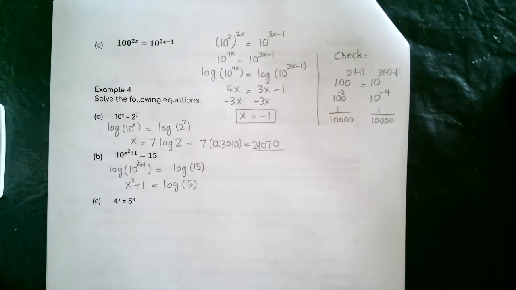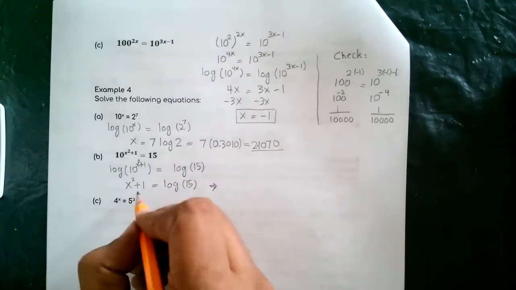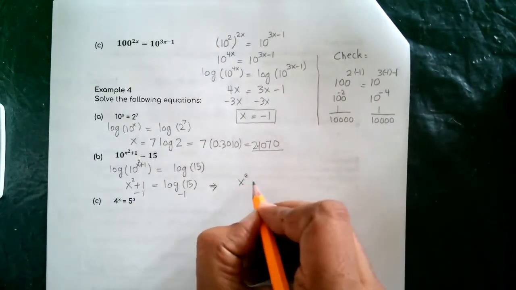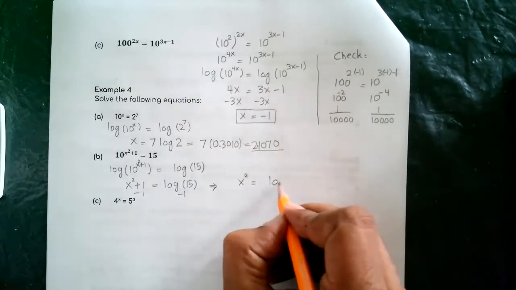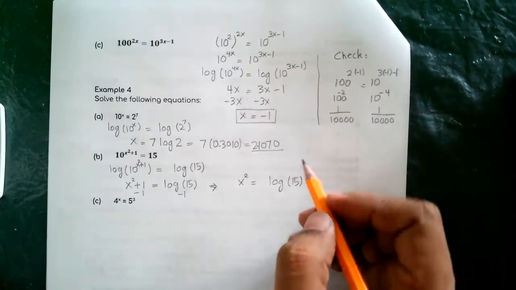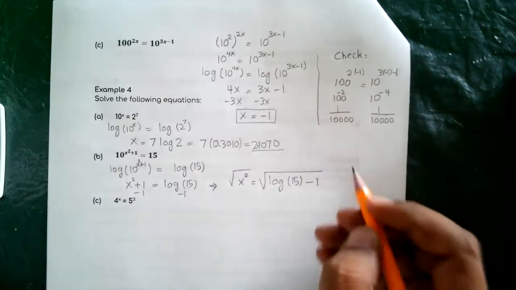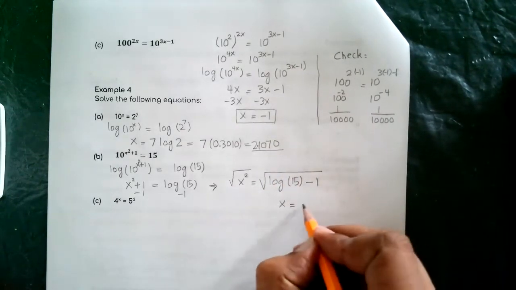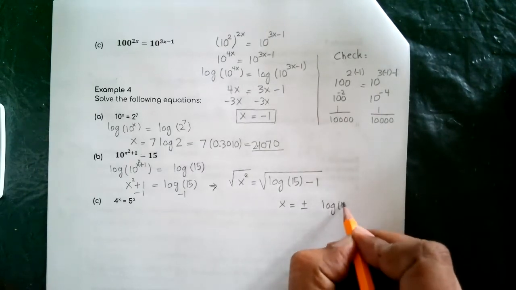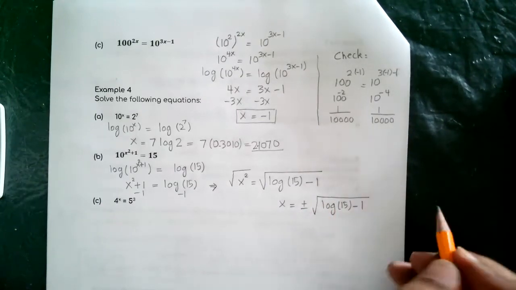You can just find the value of log of 15. So what we do is we just subtract 1 on both sides. So we will have x squared is equal to log of 15 minus 1. And then we just take the square root on both sides. So our x will be equal to plus and minus the square root of log of 15 minus 1.